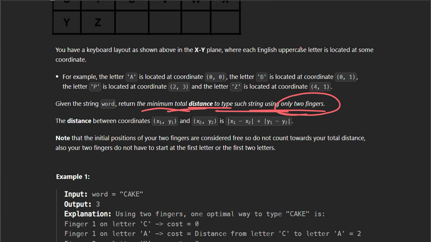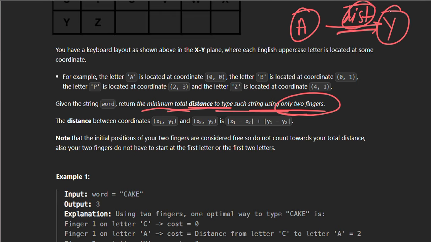So also, suppose we have put our finger on some character A and then we shift our finger from A to Y, then this distance is added, right? And at the end, what we have to do is minimize this distance, right? Next we'll see how we'll be finding the distance.